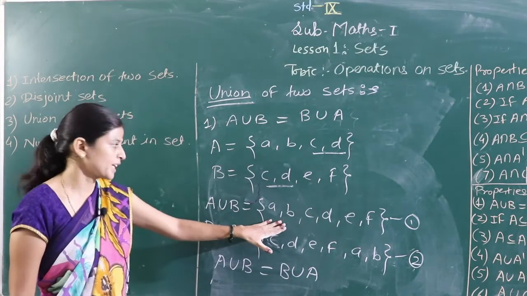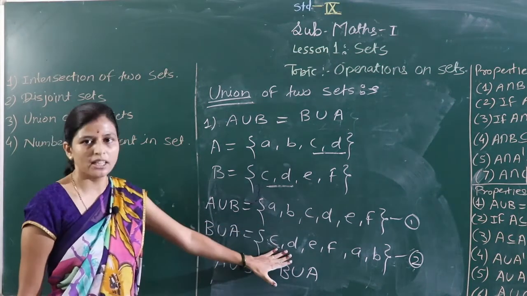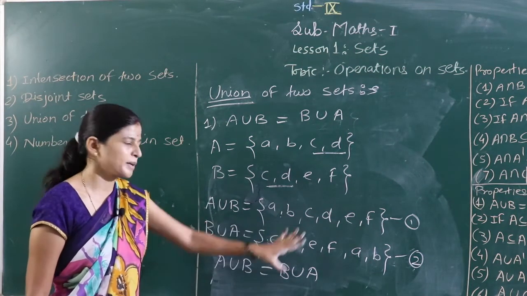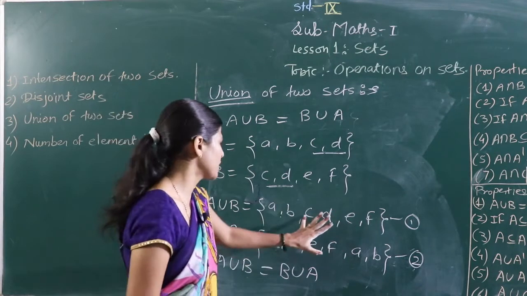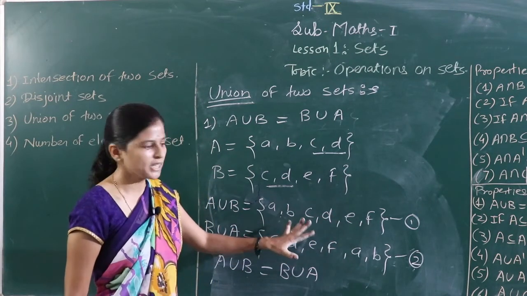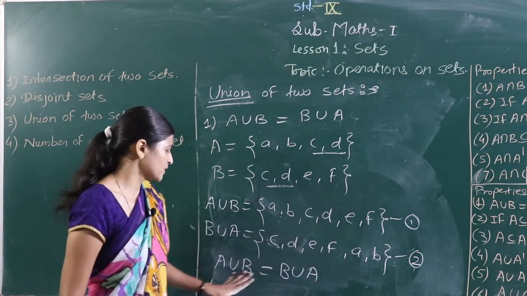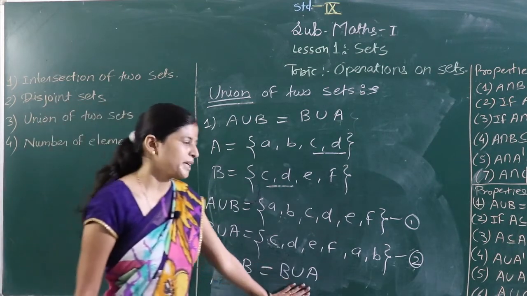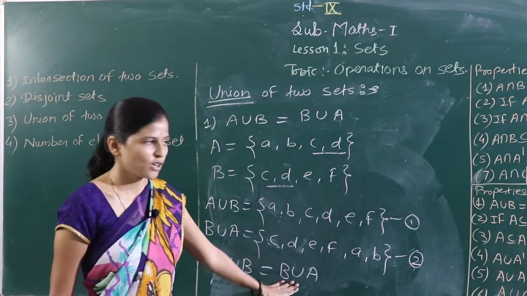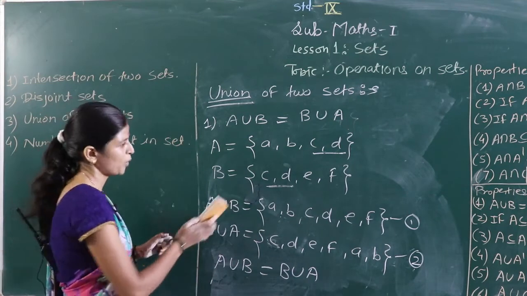All the elements of set A union B are also equal to the elements of set B union A, whatever may be the order, but all elements are included in set A union B and set B union A also, that's why A union B is equal to B union A. This is the first property of union. Now we see the second property.